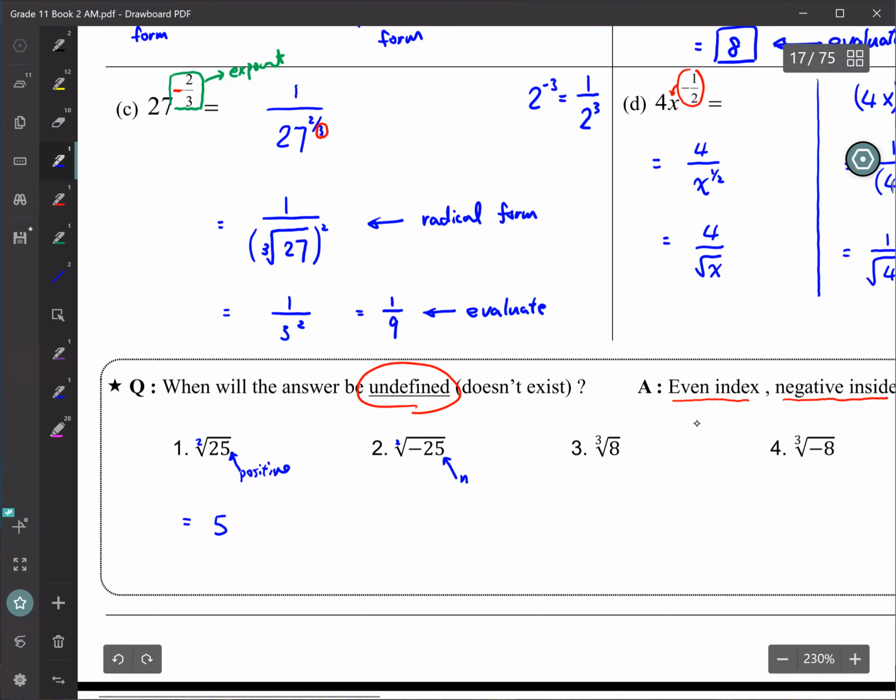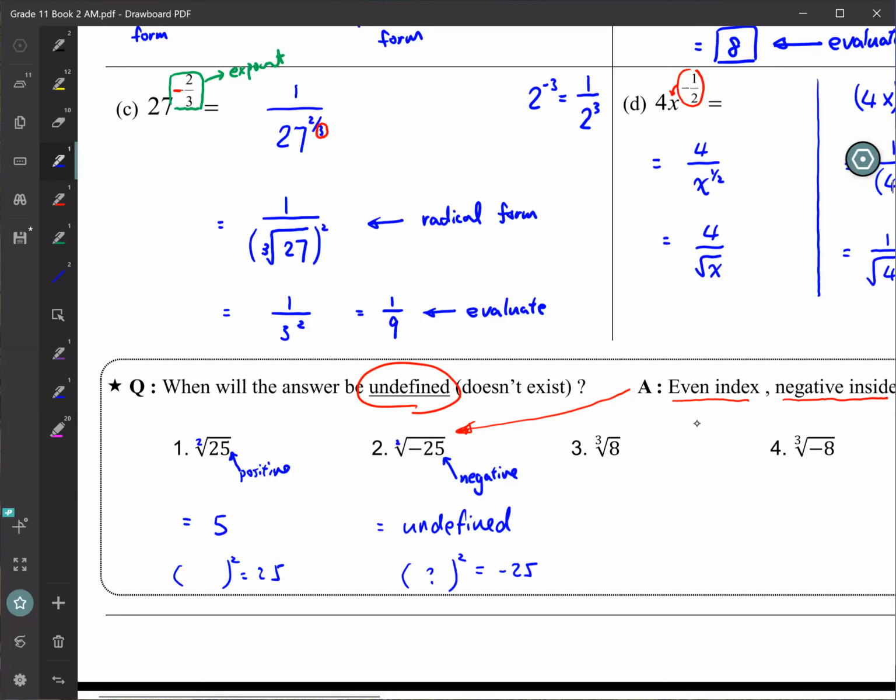Because two negatives will always equal a positive. Very good, okay? We are unable to find something squared to make it equal negative 25. It's impossible. For the previous question, we can find something squared to make it 25. The answer will be 5. 5 times 5 will be 25. But for number 2, it's impossible. Any two negatives will always be positive, okay?